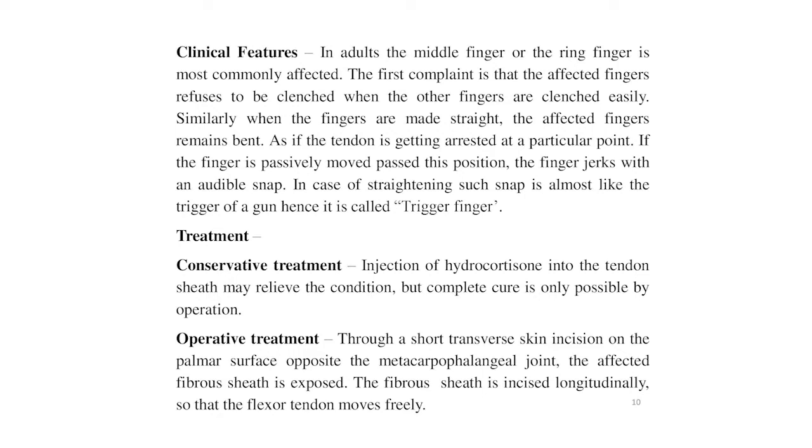Now the treatment of this condition. First is the conservative treatment. Injection of hydrocortisone into the tendon sheath may relieve the condition, but complete cure is only possible by operation. Then operative treatment. Through a short transverse skin incision on the palmar surface opposite the metacarpophalangeal joint, the affected fibrous sheath is exposed. The fibrous sheath is incised longitudinally so that the flexor tendon moves freely. Care must be taken to avoid injury to the digital nerve. This operation can be performed at about the age of 1 year.